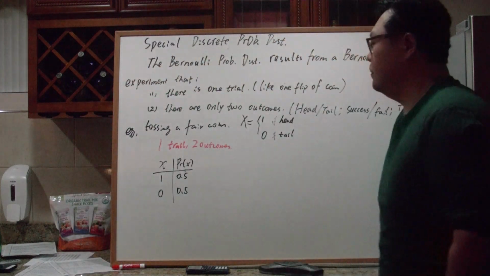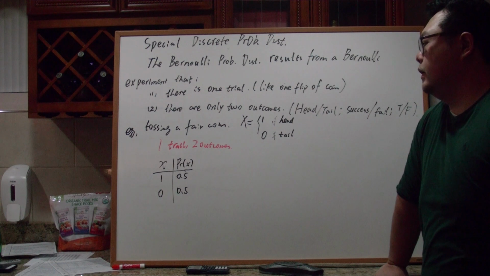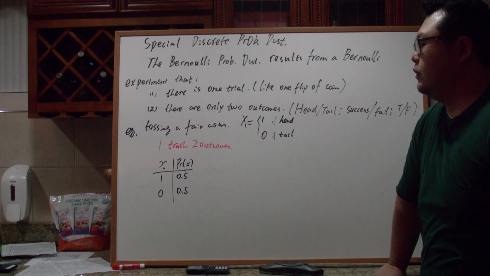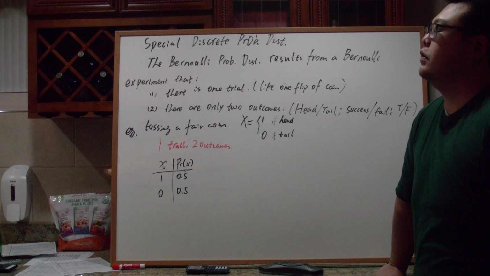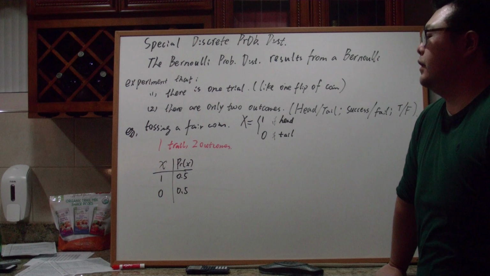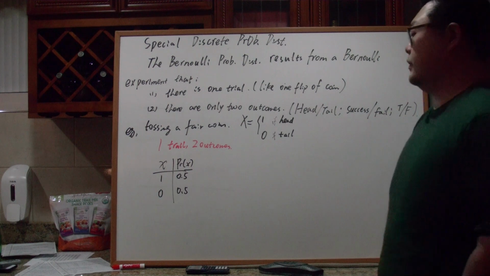Right, one trial to be the experiment, right? To flip a coin, that's only one trial. And two outcomes, it could land on head or land on tail. Right? 1 is head, 0 is tail, and the coin is fair.